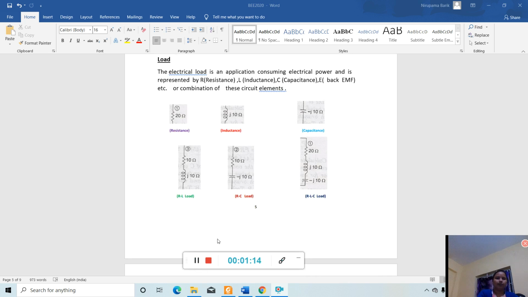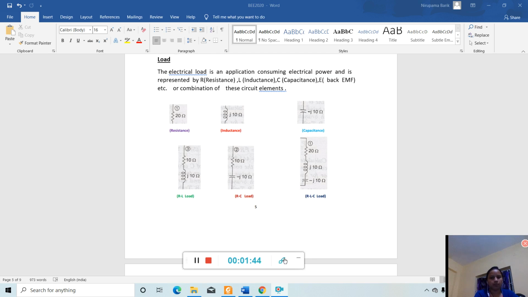So the electrical load is an application consuming electrical power. In simple language, you have already heard about the electrical appliances we are using in our home, and those appliances are consuming electrical power. So those are all electrical loads, and a load is represented by resistance, inductance, capacitance, back EMF, or a combination of all the circuit elements.